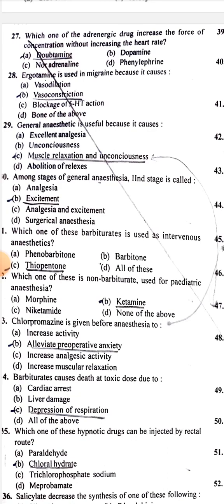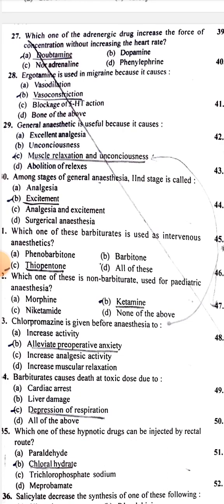Which one of these barbiturates is used as IV anesthetic? That is thiopentone. Which one of these is a non-barbiturate used for pediatric anesthesia? Ketamine. Chlorpromazine is given before anesthesia to alleviate preoperative anxiety. Barbiturate causes death at toxic dose due to depression of respiration.